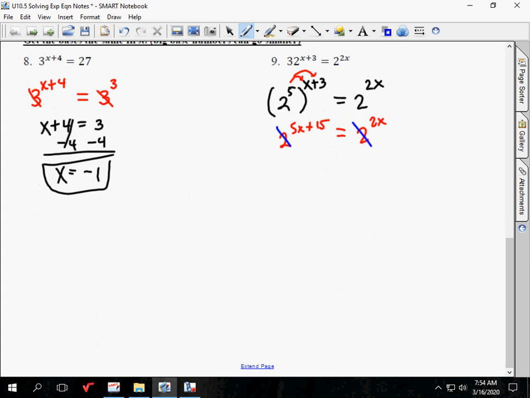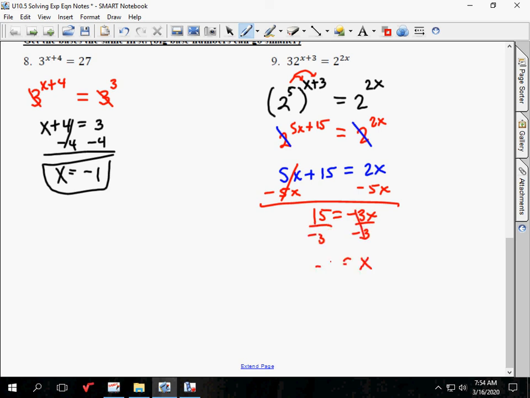All right, so 5x plus 15 equals 2x. I'm going to subtract the 5x over. So 15 equals negative 3x. Divide by negative 3, and so x equals negative 5.